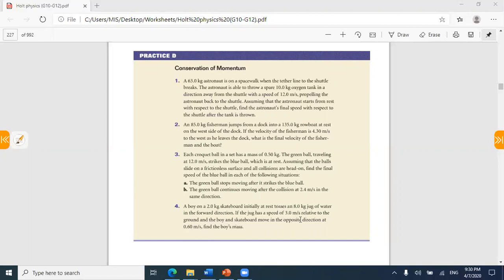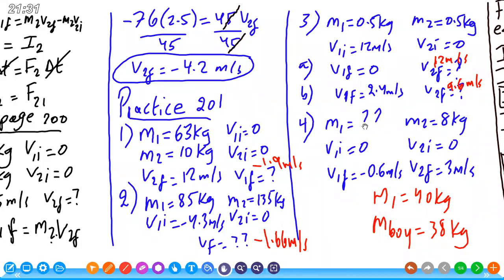So V1 initial 0, V2 initial 0, V2 final is 3, V1 final is minus 0.6, M2 is 8, and M1 is it 2? No, they won't find the boy's mass. So I will consider M1 to be the boy and the skateboard. Let me find M1 and then I will deduct 2 kilograms from it to get the mass of the boy. Let's see. Okay, so here M1 is the boy and the skate. M2 is 8 kilograms, everything initial is 0. V1 final minus 0.6, the boy and the skate go in the opposite direction with this much. And the jug was moving in the forward direction with 3 meters per second. Everything initial is 0, so you can do simply minus M1 V1 final equal M2 V2 final. So you will get M1 to be like 40 kilograms. Subtract 2 kilograms, which is the mass of the skate, you will get the mass of the boy to be like 38 kilograms.